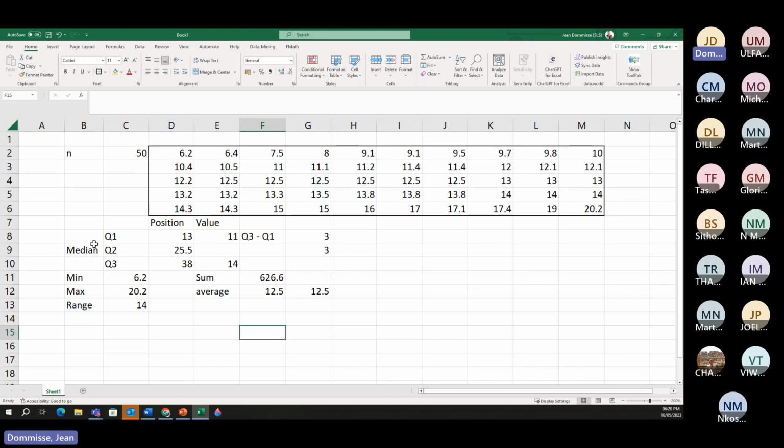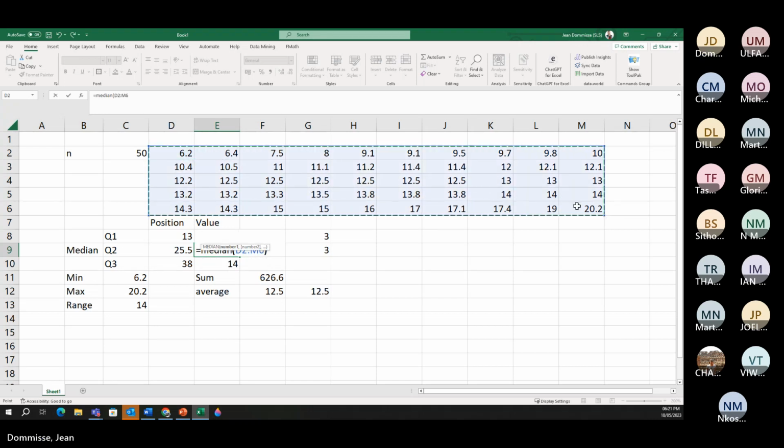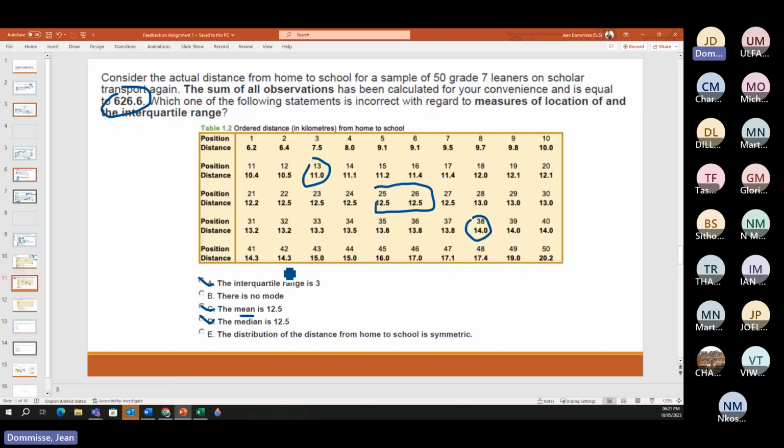Okay, so we have also seen that was the 12.5. So we could say, what is the median? The value of Q2, which is the median, is 12.5. Okay, so that we have.